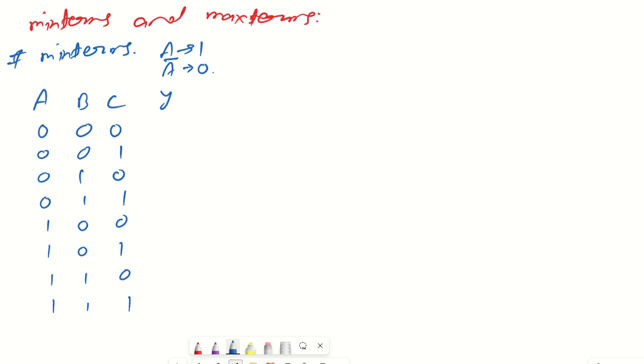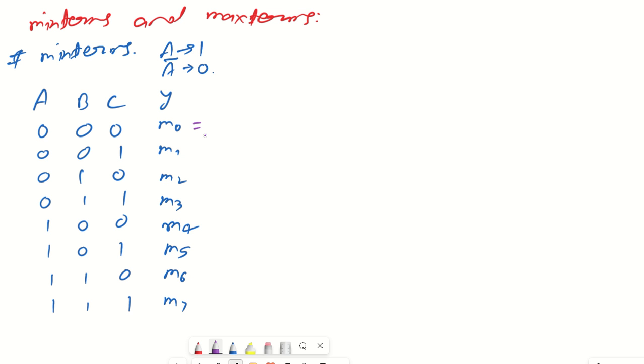Okay. Now the thing is, the Y is considered as first term, it can be considered as M0, M1, M2, M3, M4, M5, M6, M7. So just understand that it is a small m. Now if you want, you can write it something like this.